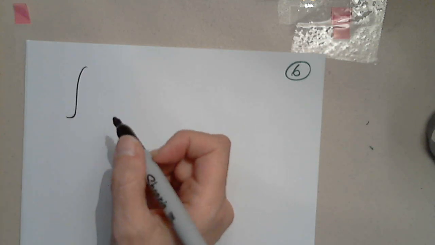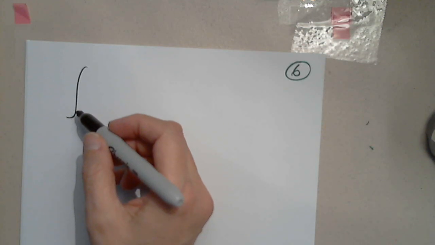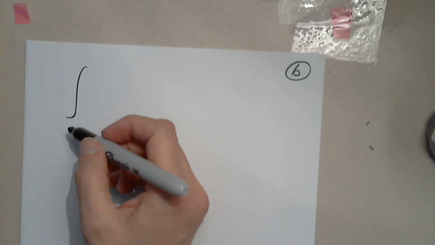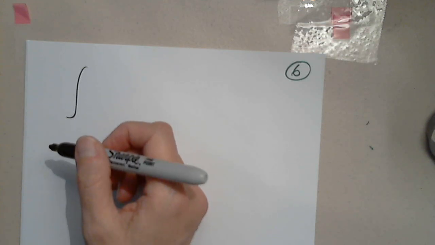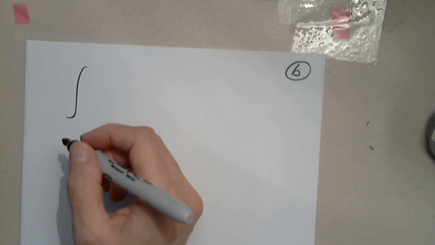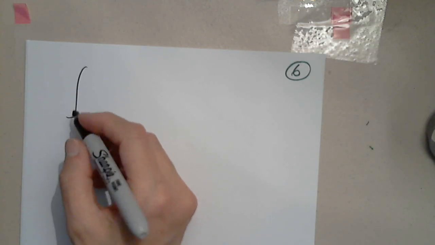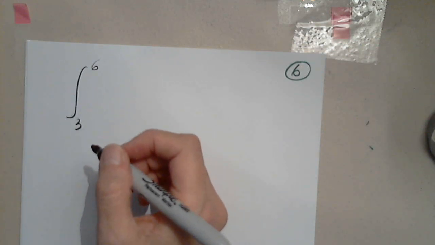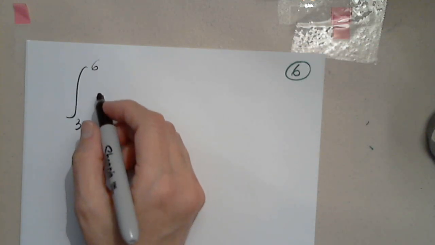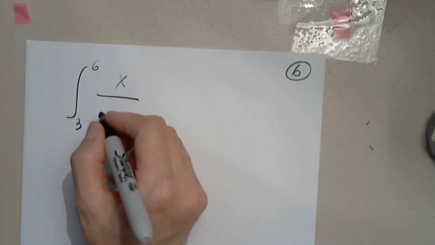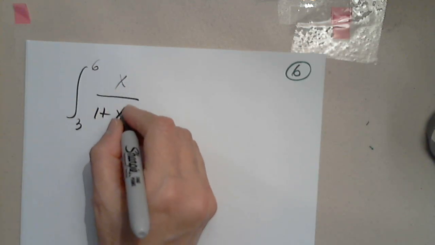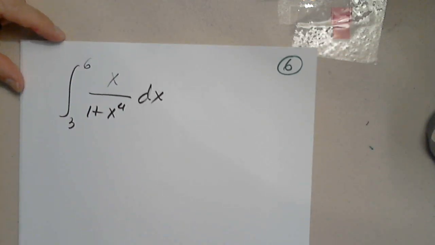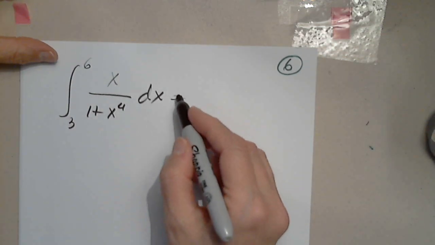So I'll give you the integral, and then maybe I can better explain what I'm looking for. The lower limit is 3, and the upper limit is 6. So 3 to 6, and then x over 1 plus x to the fourth dx. It just wants it as a limit of Riemann sums.